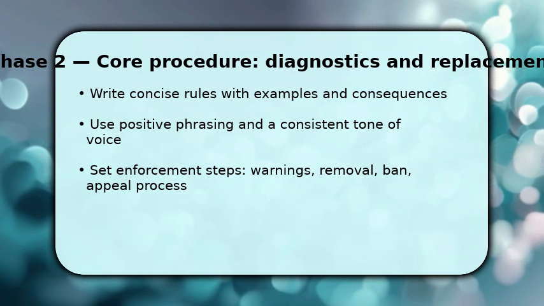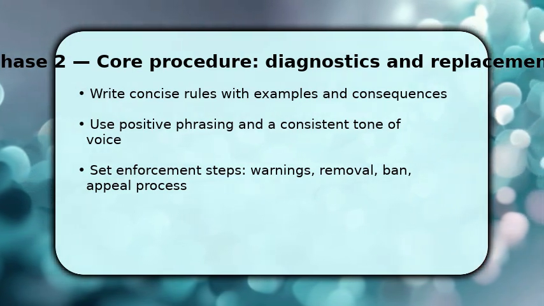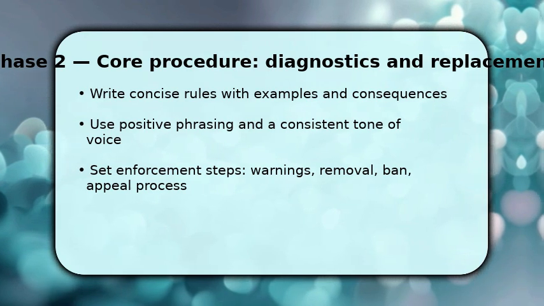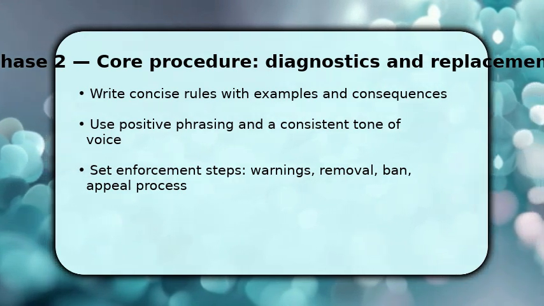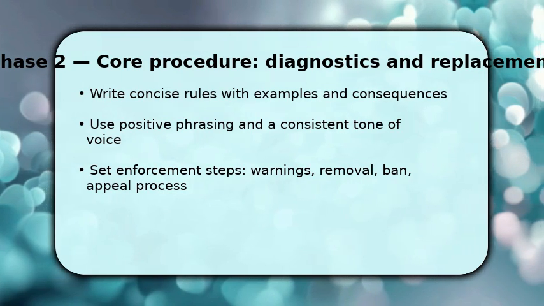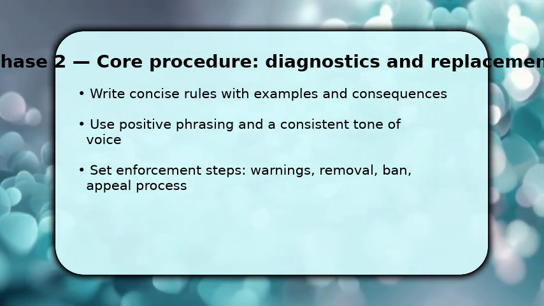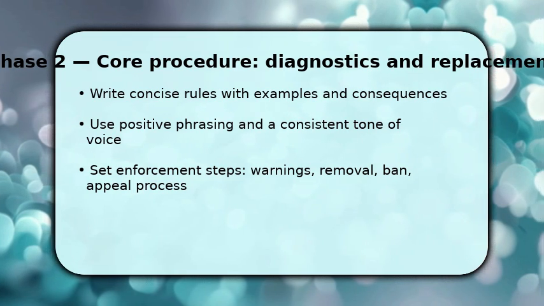State the behavior, give a short example, and list the consequence. For instance, no hate speech, removal and 7-day ban. That tells members exactly what to expect. Once you have each rule, apply consistent tone, friendly but firm, so moderation feels fair.